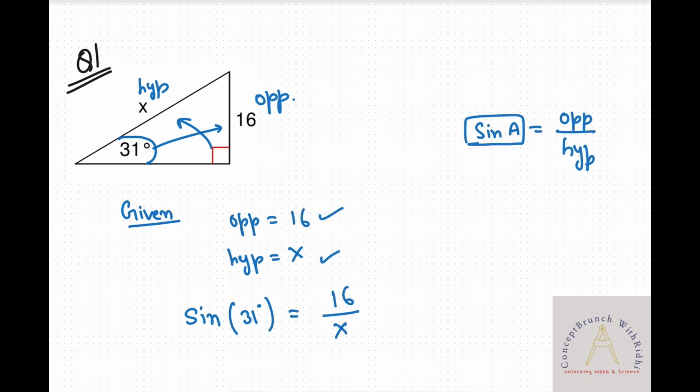Now we have to find out x. What we can do here is cross multiplication. If we do the cross multiplication, we can change its place, correct? So we can write x equals 16 divided by sine 31 degrees. Now with the help of the calculator, we can find the value of sine 31 degrees and the x value. Let's use the calculator now.